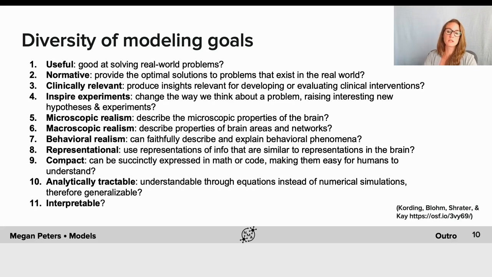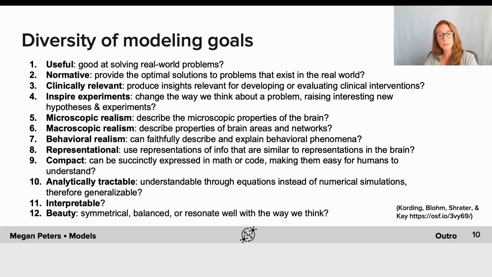Maybe you want your model to be interpretable. You want it to be easily interpreted with respect to how it works, what outcomes it predicts, how the brain might implement the computations, so the underlying causal mechanisms. And the last goal that I'll mention is beauty. Some models might be symmetrical or balanced or resonate well with the way we think about the world or the brain. So this ephemeral quality is often a factor when assessing the merit of the model.